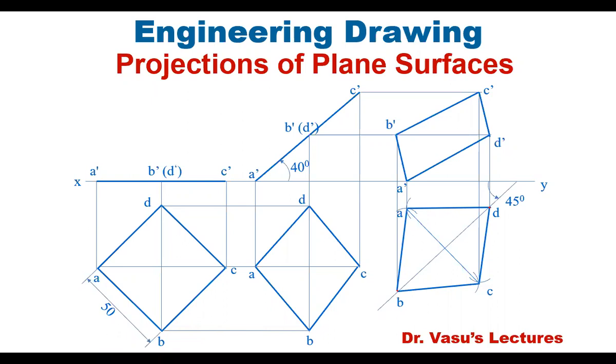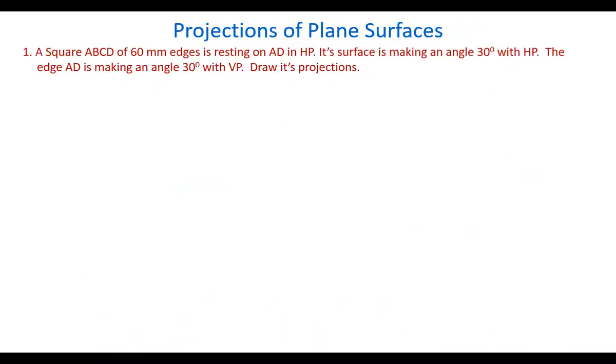Now, let's see the plane surfaces, especially the square plane when it's making an angle with both the planes, that is HP and VP. Let's take a square ABCD of some edge length, resting on one of its edges, say AD, in HP, its surface making some angle with HP, and this edge, which is in HP, AD, is making an angle with VP also. Let us see how to do it.